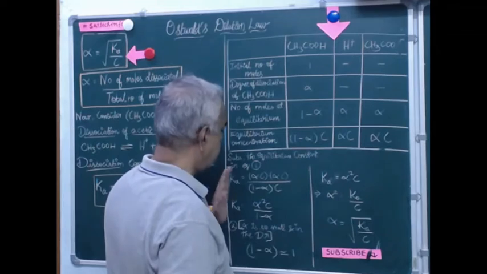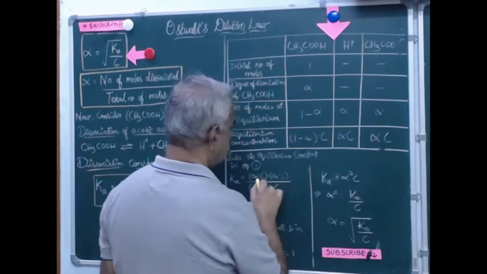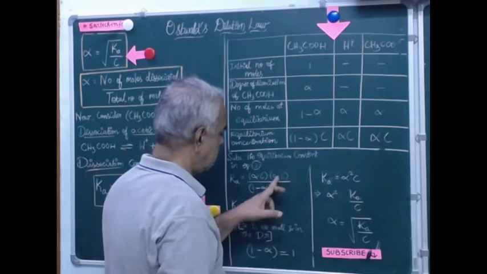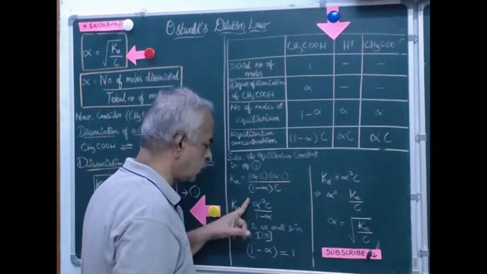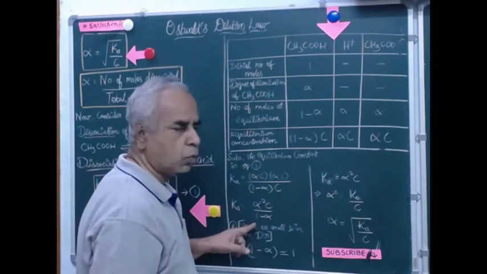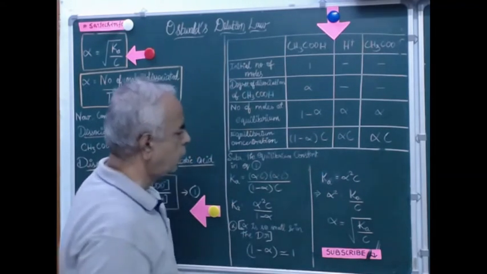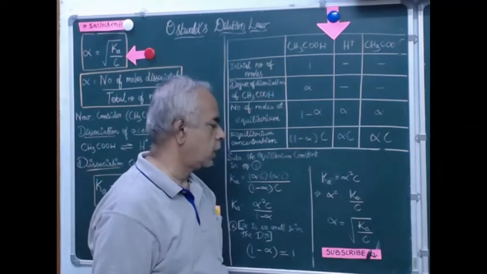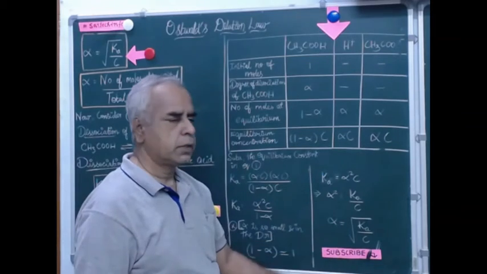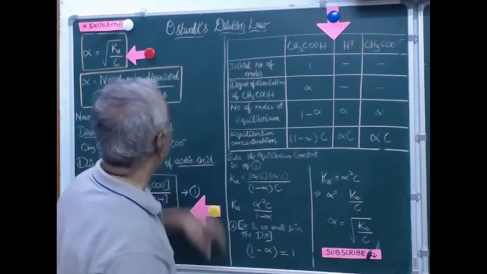So Ka is equal to the concentration term of this one into this one: C alpha into C alpha, divided by 1 minus alpha into C. So C can be cancelled. So Ka is alpha squared C divided by 1 minus alpha. Here alpha is very small compared to 1, and therefore you can make the denominator unity. So 1 minus alpha is approximately 1. So you can put Ka is equal to C alpha squared, and alpha squared is equal to Ka by C by rearranging. Then alpha is equal to the whole square root of Ka by C. Okay, so this is called Ostwald's dilution law.